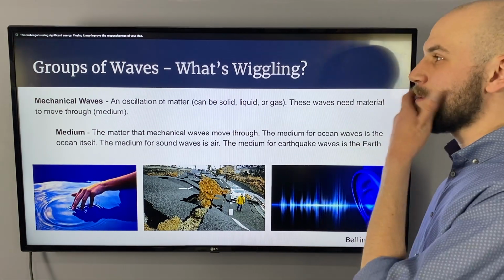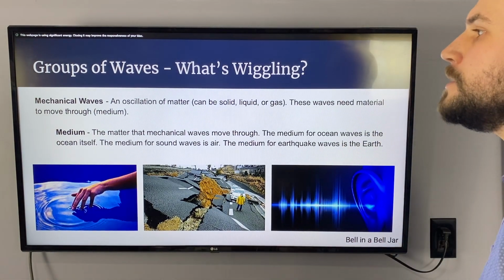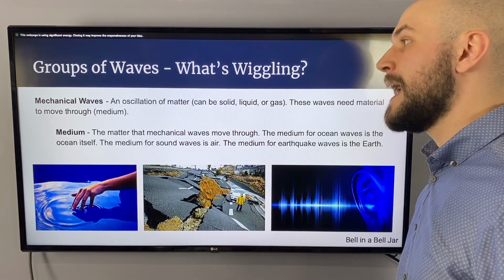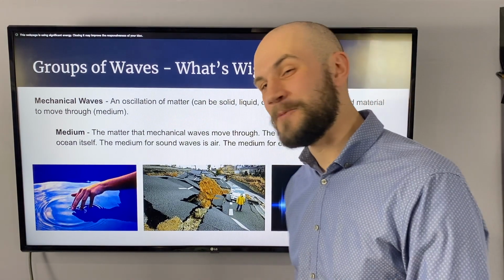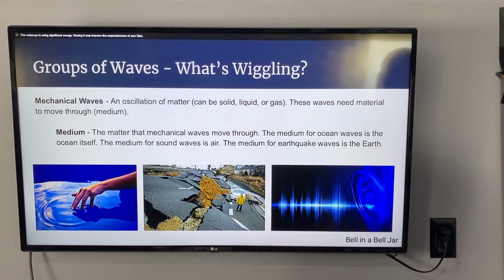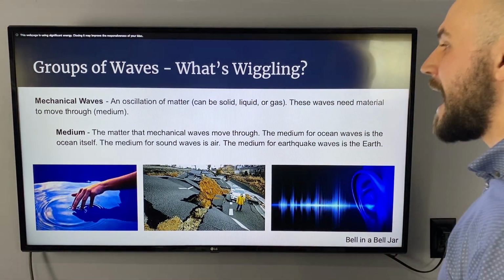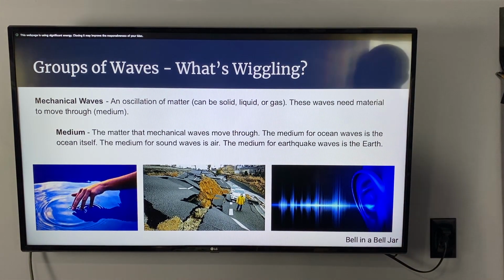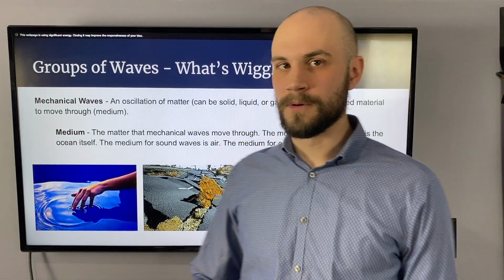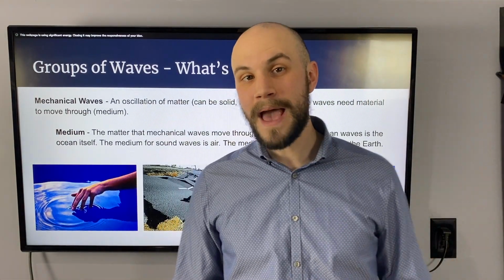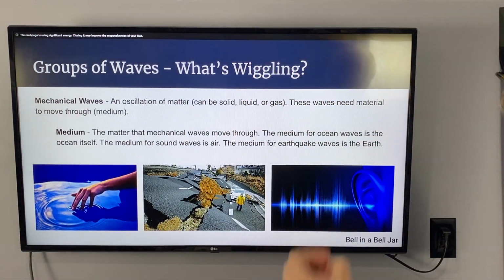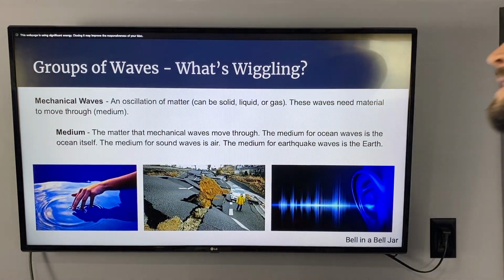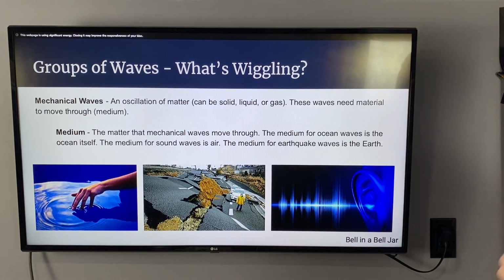So the first thing I want to talk about is the different groups of waves. There's two different groups of waves that I'd like to discuss. We have our mechanical waves and our electromagnetic waves. A mechanical wave is an oscillation of matter, and that matter can be solid, liquid, or gas. These waves need something to move through. When I say something, it's some type of matter. That something in wave terms is what we call a medium. A medium is the matter that mechanical waves move through.